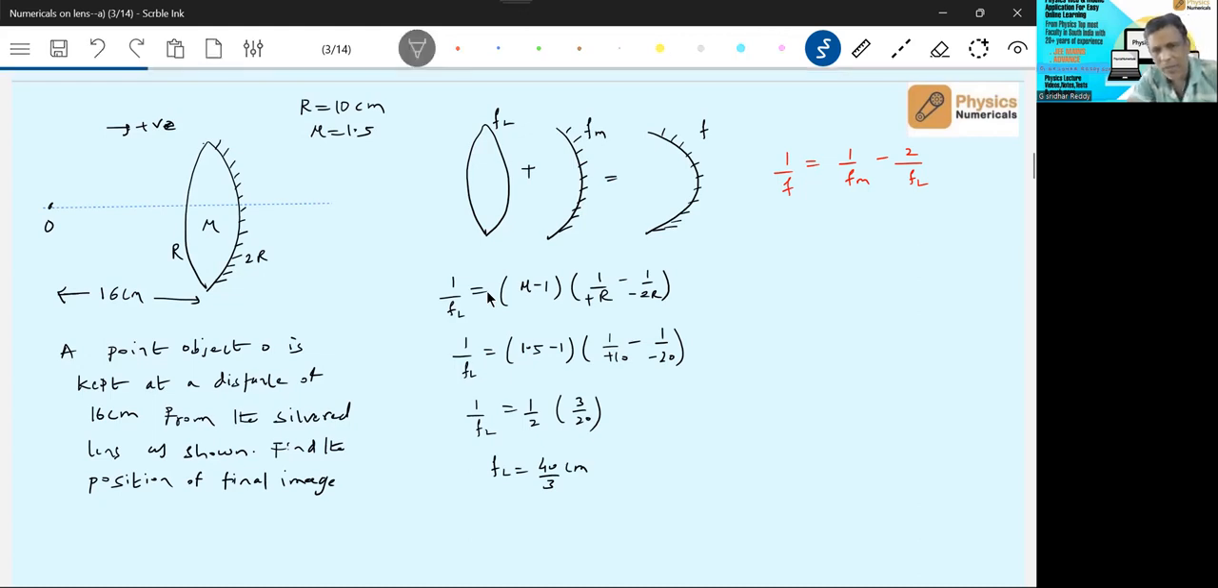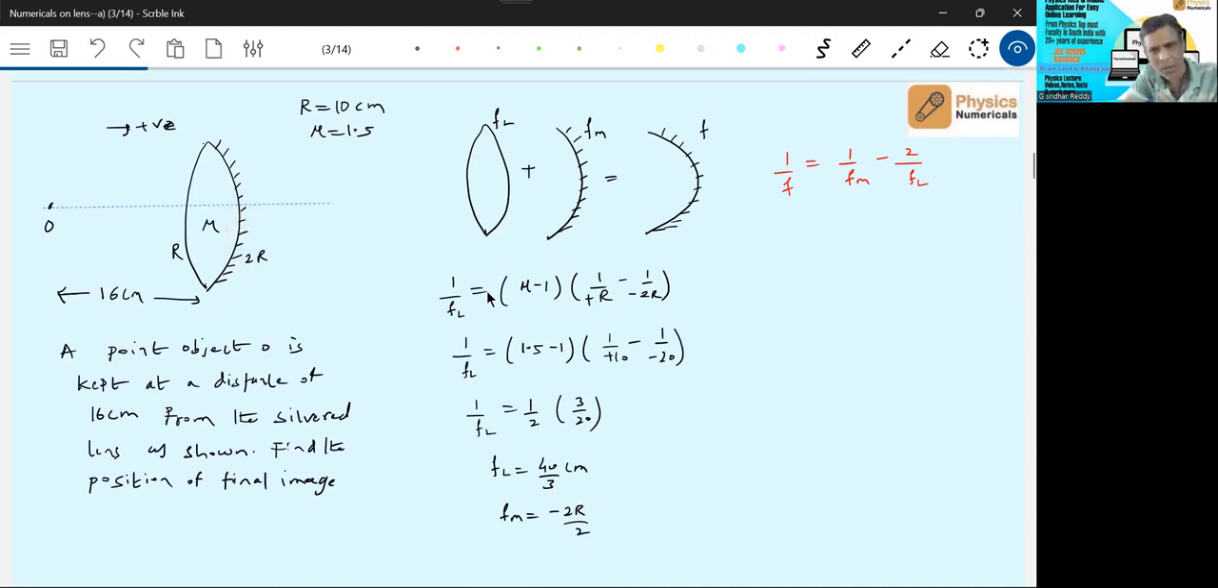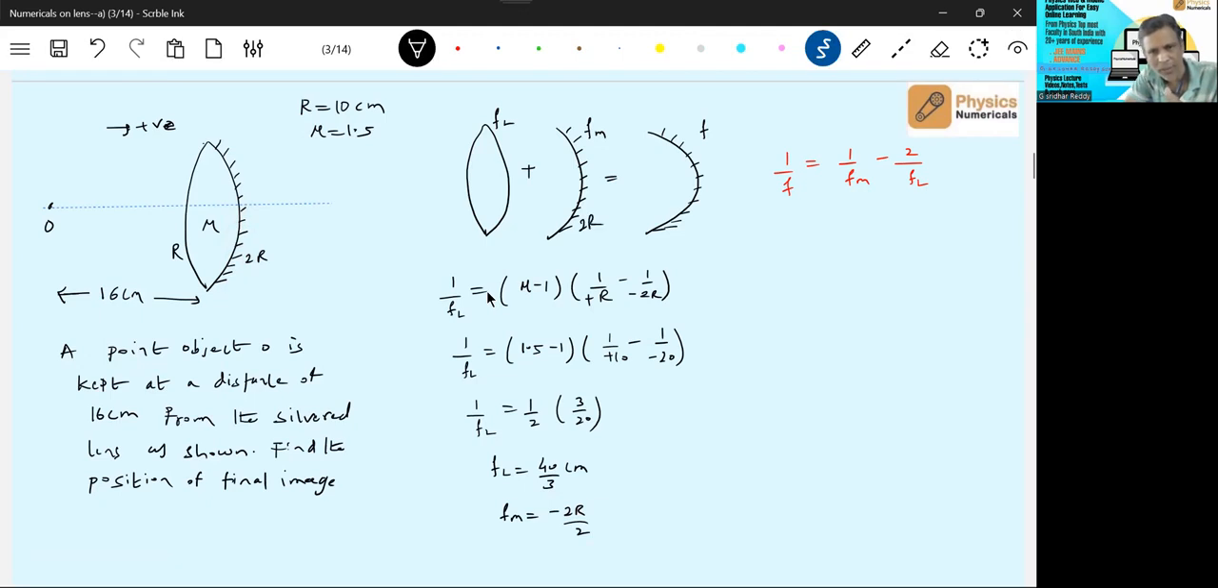Okay, now what about Fm? Fm will be radius of curvature minus of 2R by 2. Why all divided by 2? Because now what is the radius of this? 2R. The radius of this silvered curved surface is 2R. So what is the focal length of a mirror? It should be R by 2, so the radius is 2R here. R is 10, so therefore minus 10 centimeter.